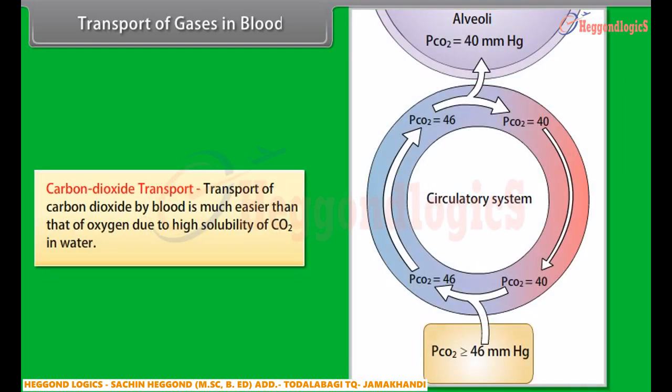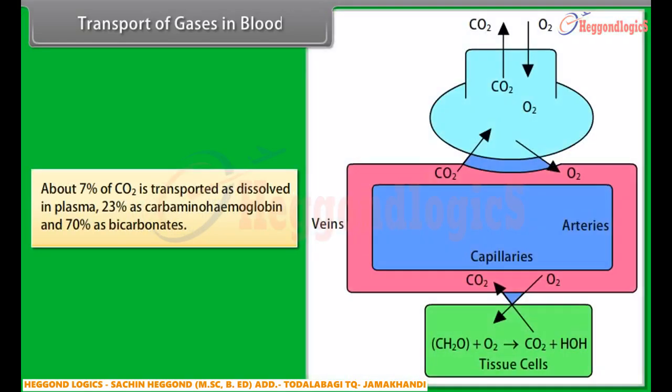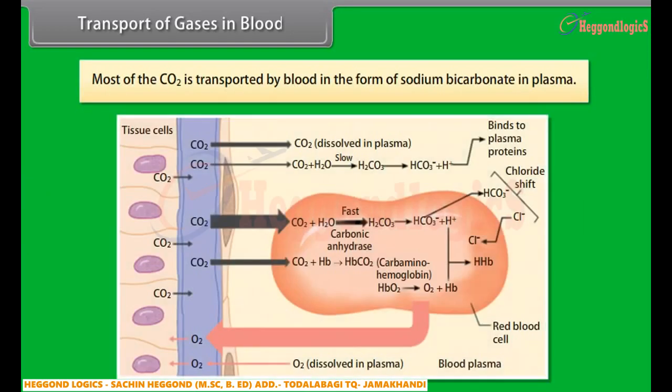Carbon dioxide transport. Transport of carbon dioxide by blood is much easier than that of oxygen due to high solubility of CO2 in water. About 7% of CO2 is transported as dissolved in plasma, 23% as carbaminohemoglobin, and 70% as bicarbonates. Most of the CO2 is transported by blood in the form of sodium bicarbonate in plasma.